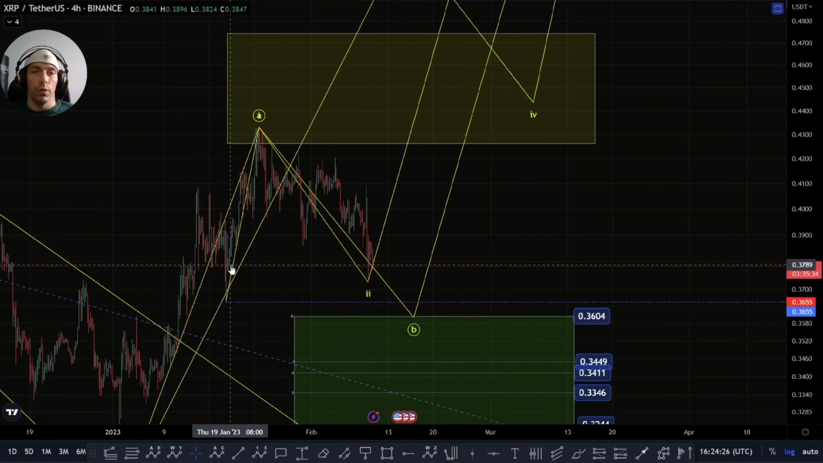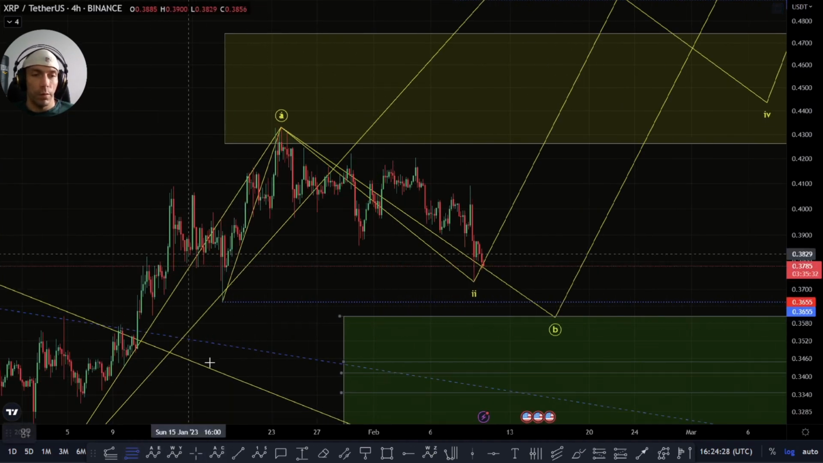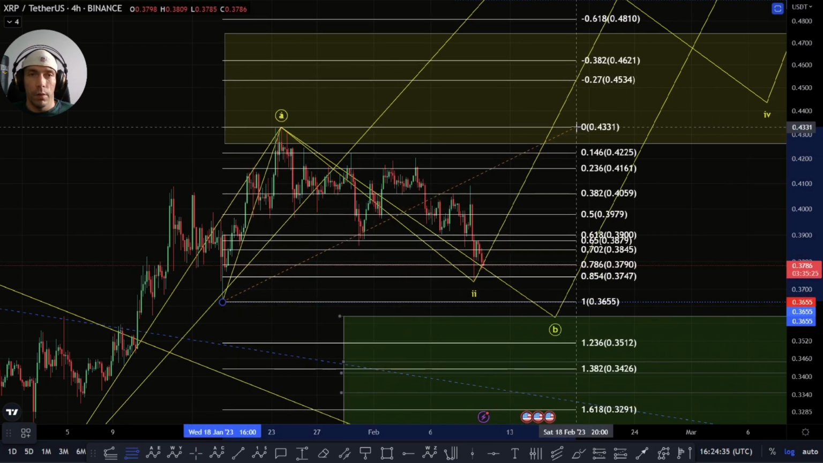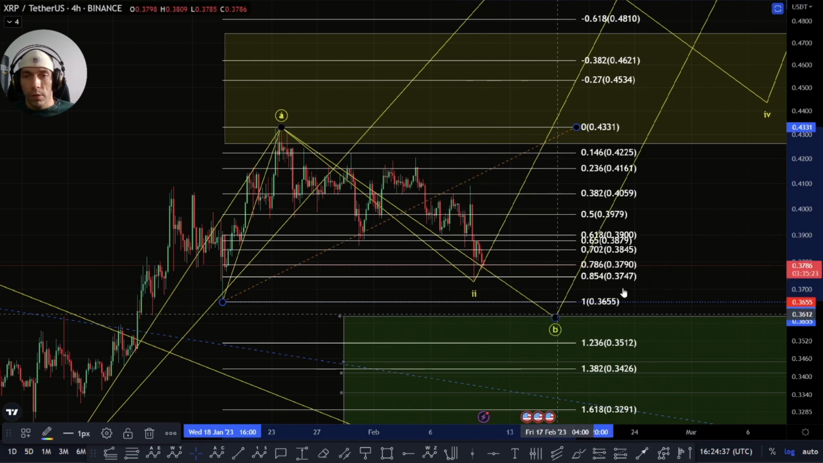If we manage to hold this zone, because we've come back down, if I throw this fib onto here, and we're looking just at the 5 wave structure, we've actually come down to that 854. So potentially, if we hold this zone and then we form like a 1, 2, then we start to break up for a third, fourth, and fifth. Then we come back, find support, and start to move away from here.